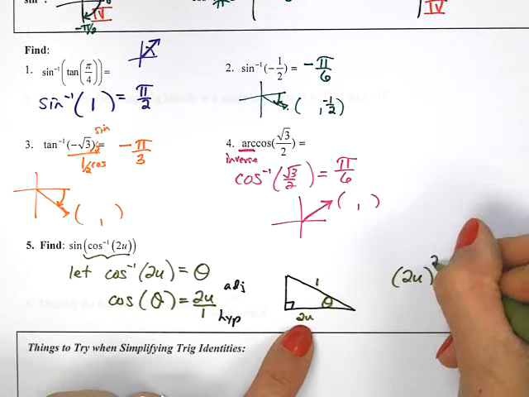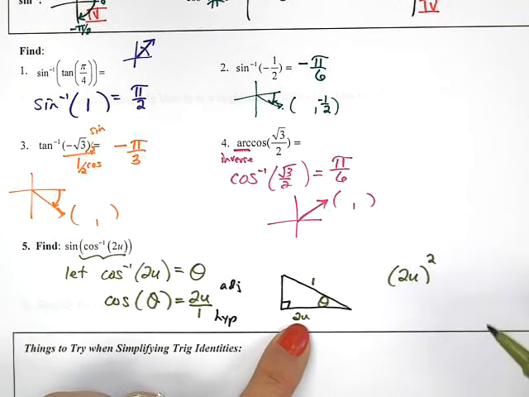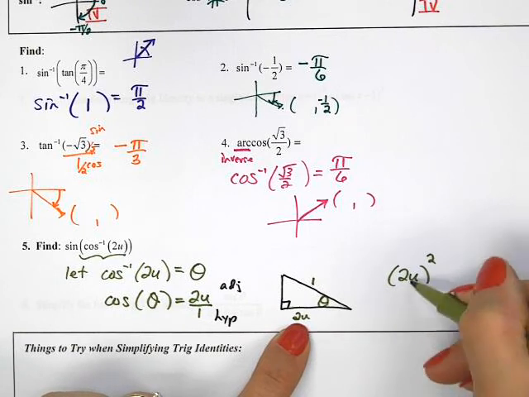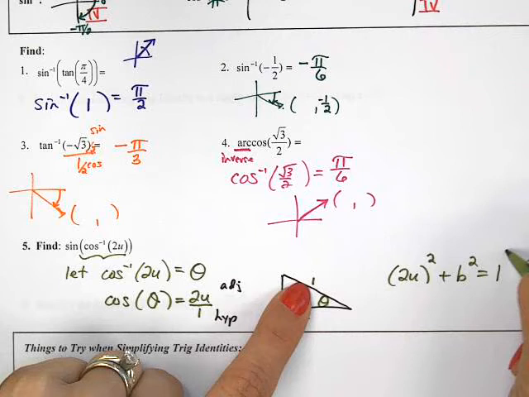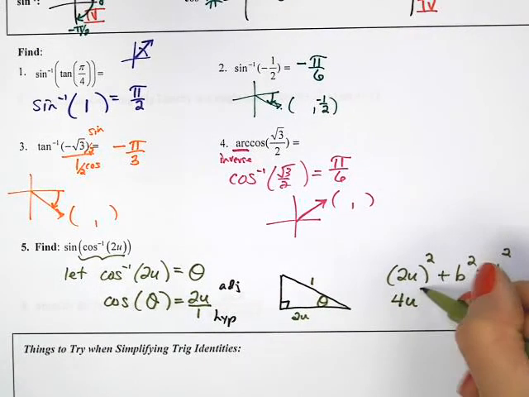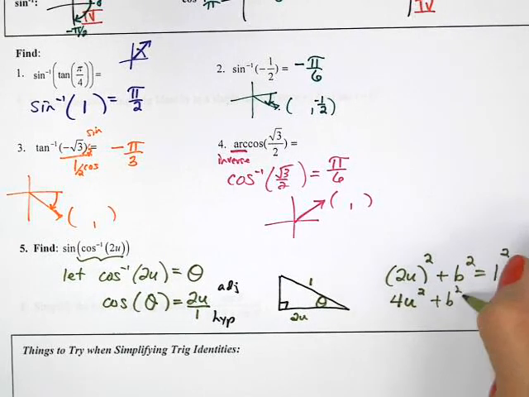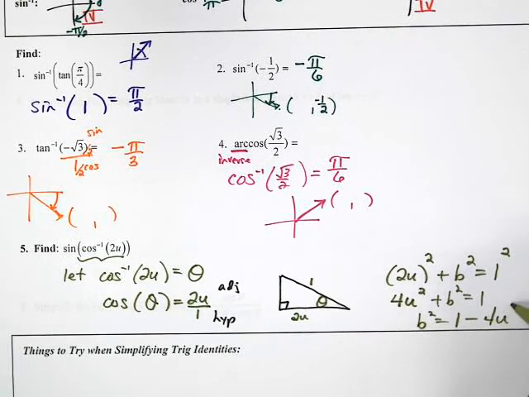2u squared. Do you see that use of parentheses? Now, I know that the work isn't going to matter so much, but the fact that you put parentheses and square the 2 and the u is definitely going to affect your answer. Plus b squared equals 1 squared. So you have to make sure that you get 4u squared because the 2 and the u get squared. And then I have b squared equals 1 minus 4u squared.